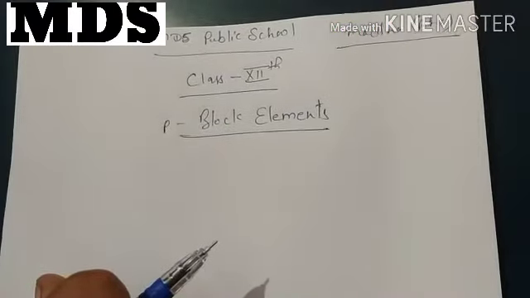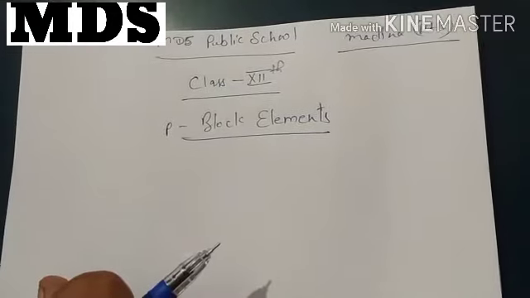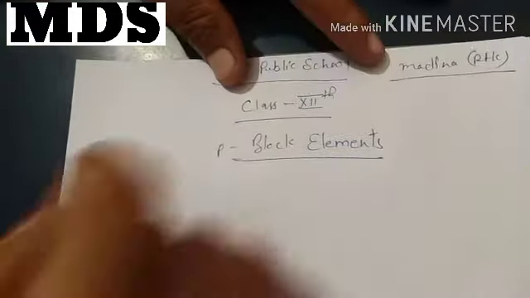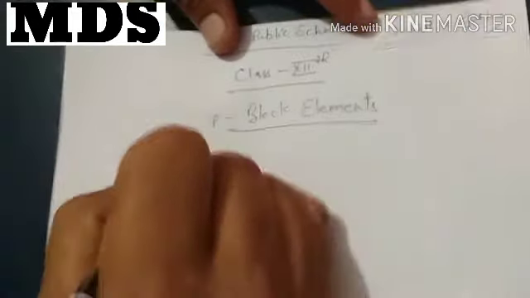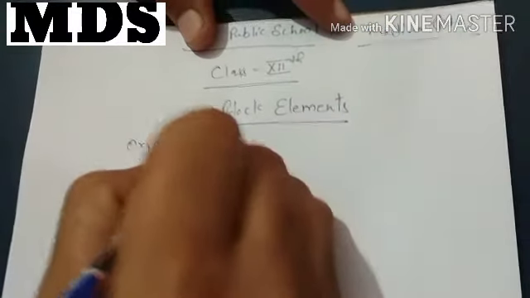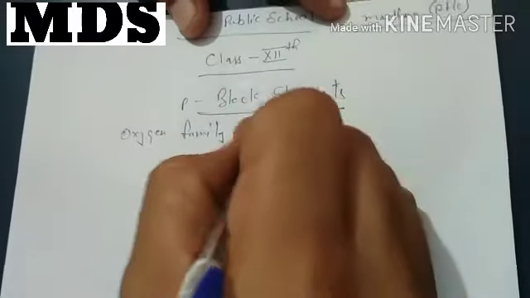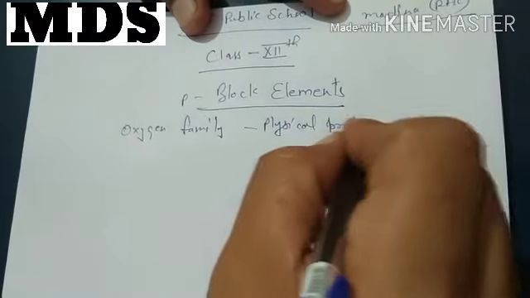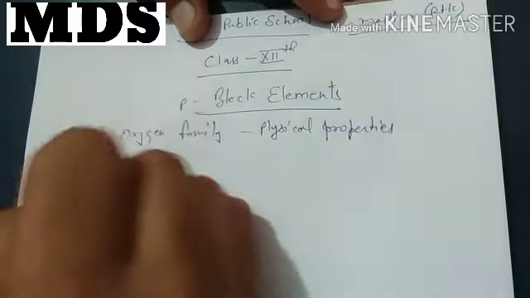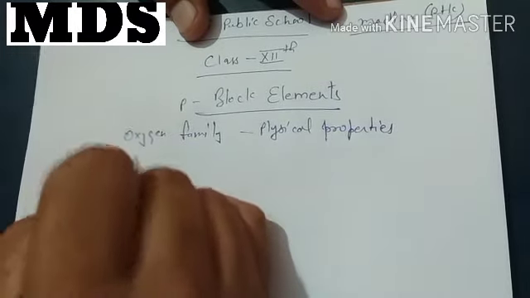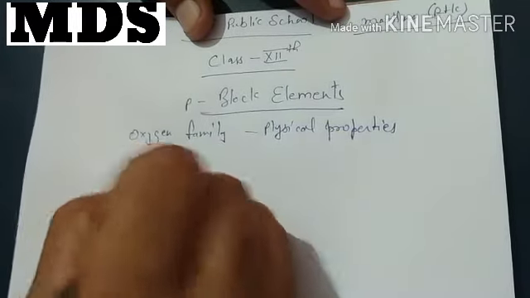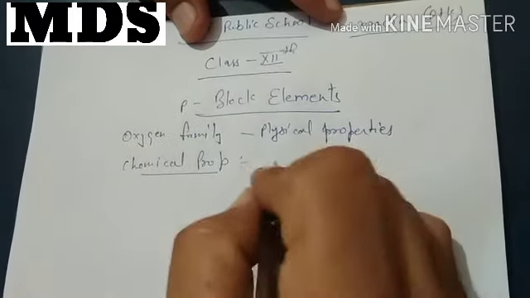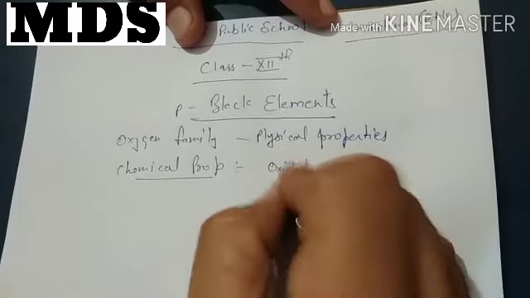Hello, dear students. In the previous lecture, we started our oxygen family and completed our physical properties. Then we started chemical properties, and out of that we have also completed the oxidation state first.